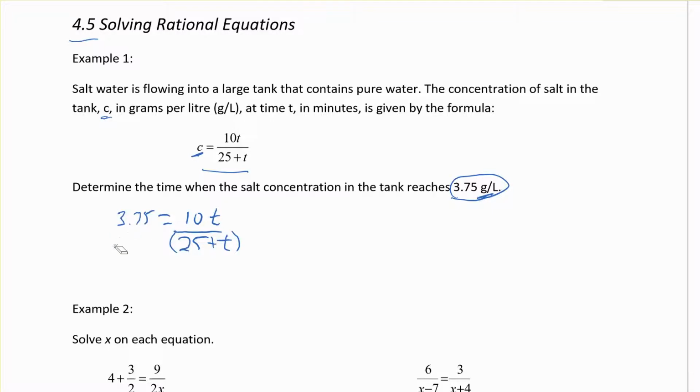So I just put that number in place of C here. So then what we're going to do is we want to get stuff out of the denominator. That's kind of the first thing we want to look at. So this stuff on the bottom, 25 plus t, I'm going to multiply both sides by 25 plus t. That was supposed to be 25. Okay, so then these would cancel, right? That one and that one. And I'm left with 25 plus t times 3.75.